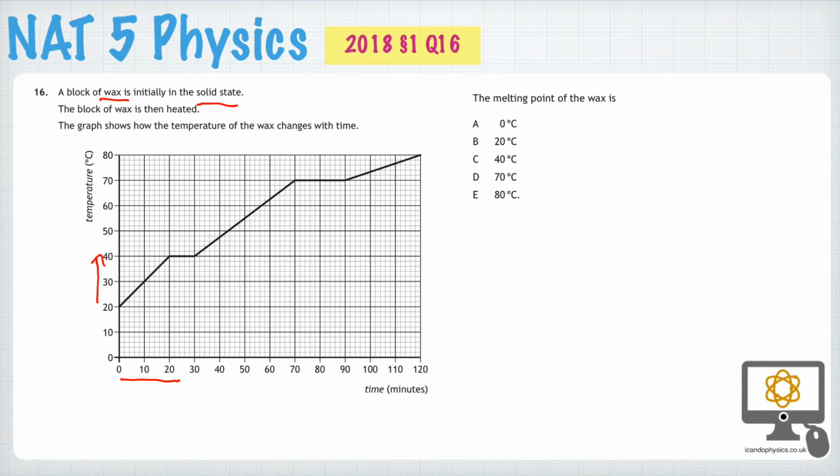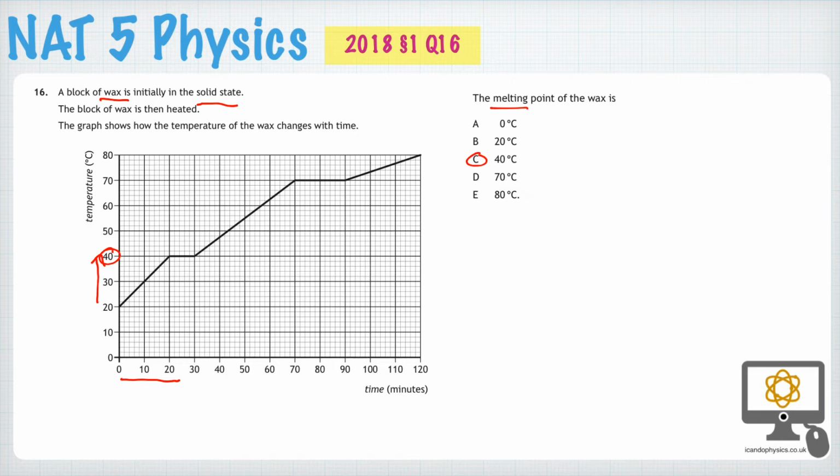The temperature rises from 20 degrees to 40 degrees, but then the temperature stops rising. And the reason for that, of course, is that the heat energy that's been put in is now breaking the bonds from the solid, turning it into a liquid. And so that energy is not causing a rise in temperature, rather it's causing a change of state. And so that change of state is melting. And so right here we can see that at 40 degrees, the object starts to melt. And so the melting point of the wax is 40 degrees. And that's the answer to the question.